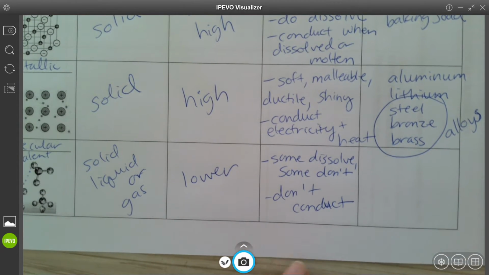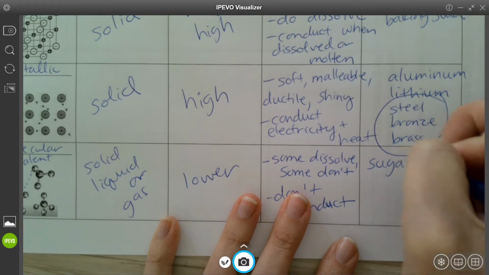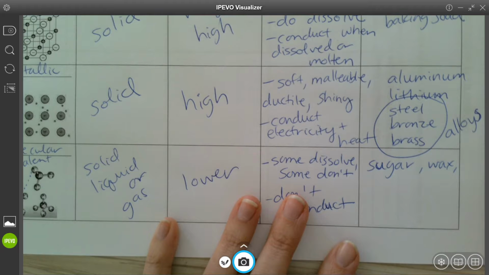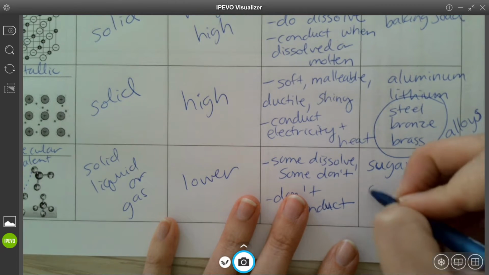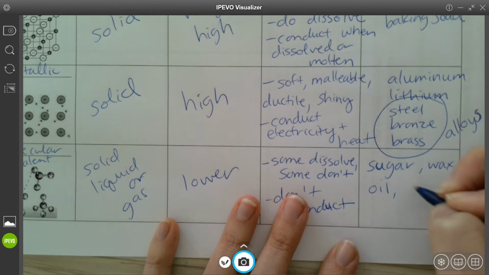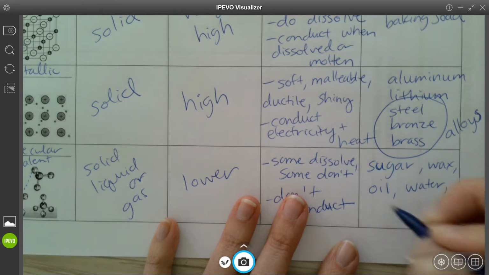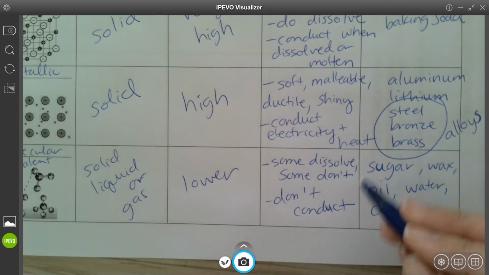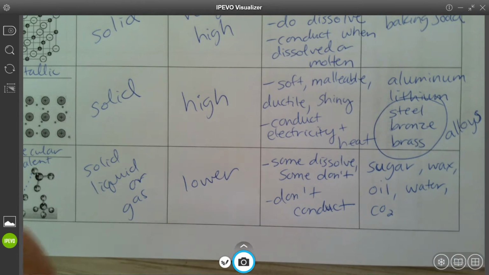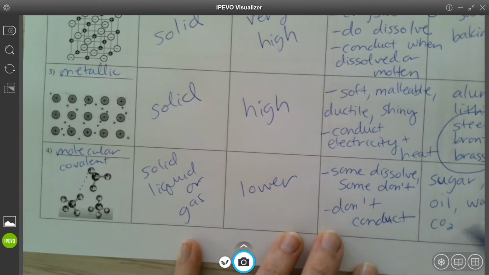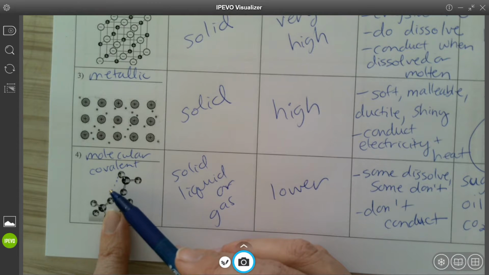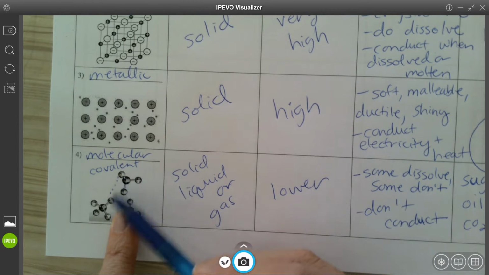So the molecular covalent things from the lab, you had sugar, you had wax, some other things just in our everyday life. Oil is molecular covalent, water is molecular covalent, CO2 is molecular covalent. So you see there's a huge variety. Sugar, carbon dioxide, very different things, okay? And the variety is due to the difference in that intermolecular attraction. For sugar, the intermolecular attraction is very strong. Carbon dioxide intermolecular attraction is almost non-existent, okay?